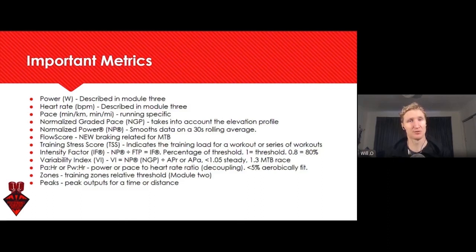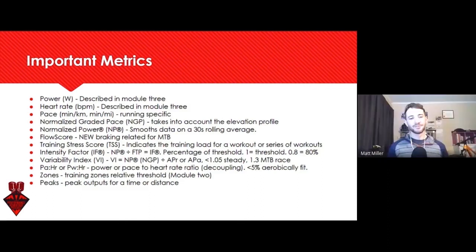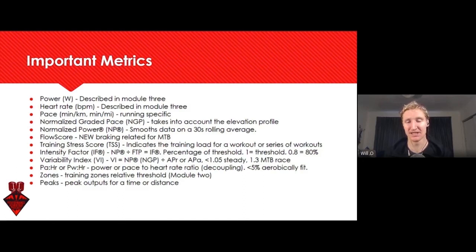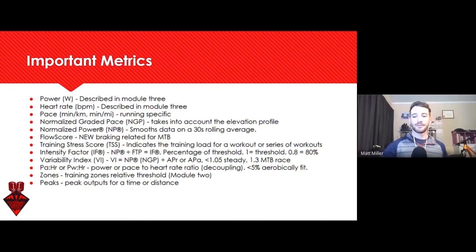So then zones, well, Matt, we went over zones. We went over zones, yeah. And then peaks. Peak outputs for a time or a distance. Training Peaks does a great job at utilizing and displaying peaks to make them super understandable, super easy to dive into a bit of analysis, Matt. Yeah. All right. So as many metrics as there are here, still as scientists, a lot of what we're doing is just looking at the basics, right? Power and heart rate. But we'll get into what we look at, and that's the main point of this module.